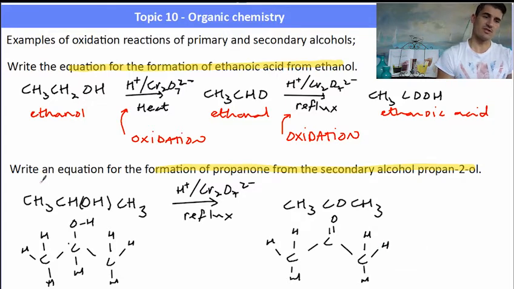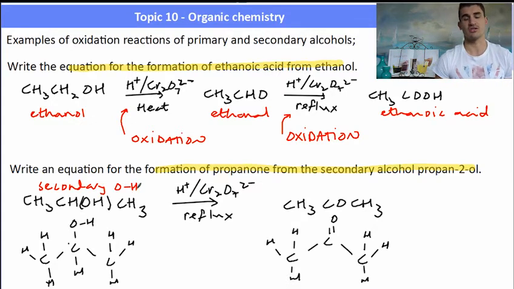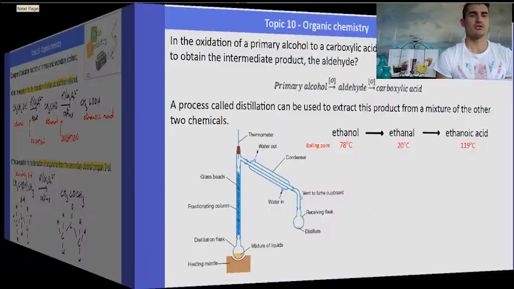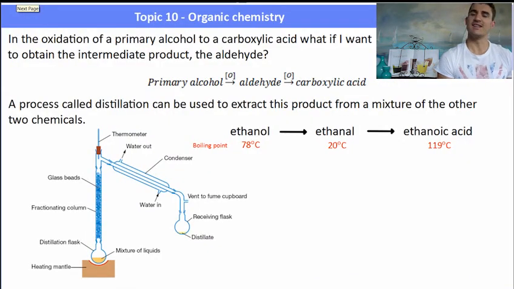So just to finish up, a secondary alcohol will oxidize to a ketone. A primary alcohol can be oxidized to an acid. So what about if I wanted to collect the intermediate product of the oxidizing of a primary alcohol, the aldehyde? That's the only part that I want. I don't want the acid and I don't want the alcohol anymore. I just want the aldehyde.